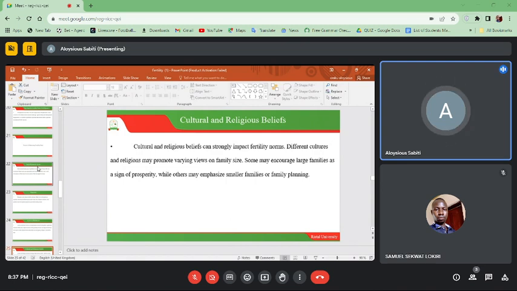Then we're looking at cultural and religious beliefs. These strongly impact fertility norms. Different cultures and religions may promote varying views on family size. So some may encourage large families as a sign of prosperity, while others may emphasize smaller families.